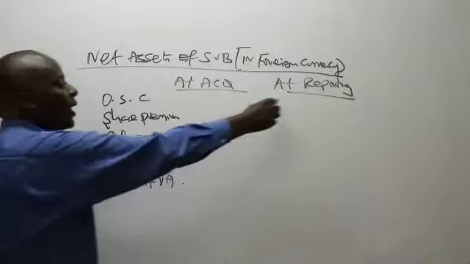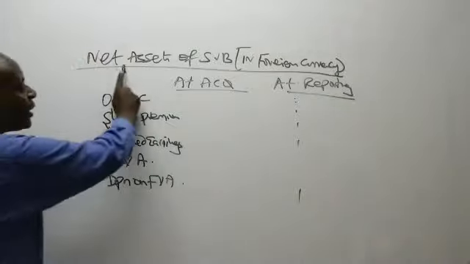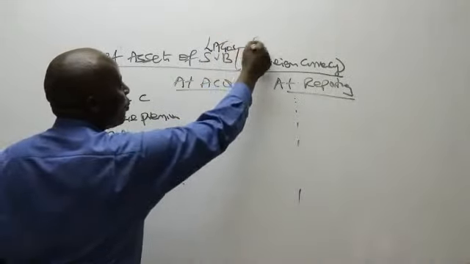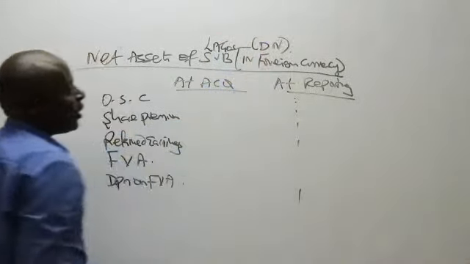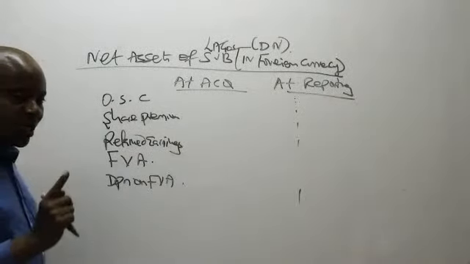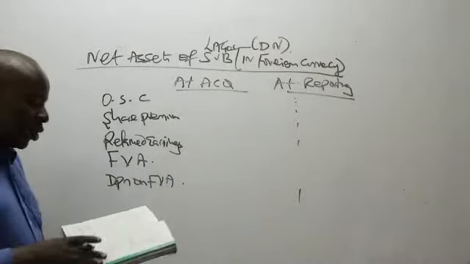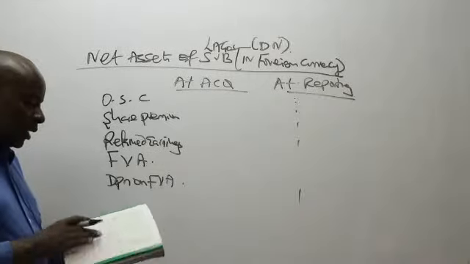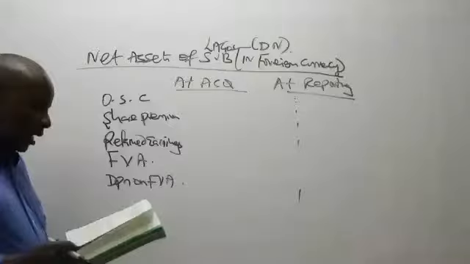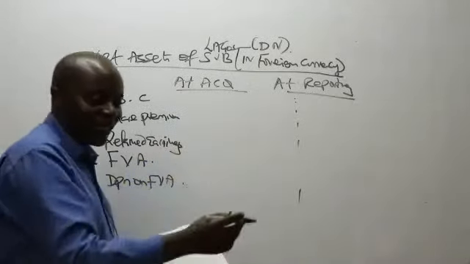Now, let's fill the column first. Remember it is the net assets of the subsidiary. Net assets of Lagos in terms of its currency, which is the DN. Let's first fill in at reporting. What do we have there? At reporting is the same as at year end.